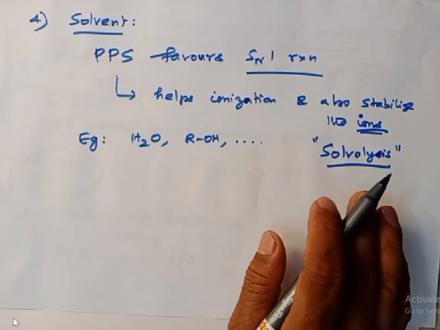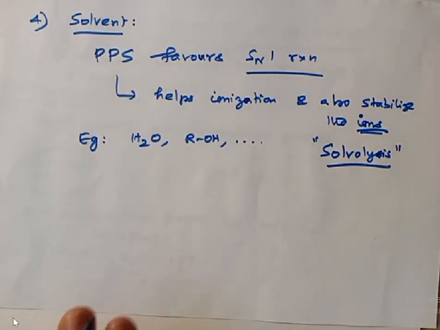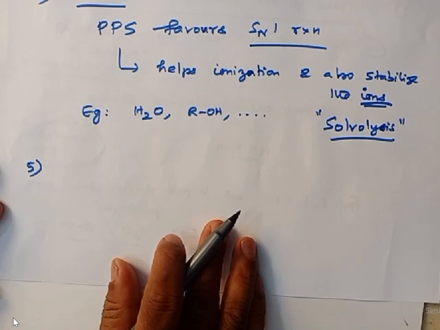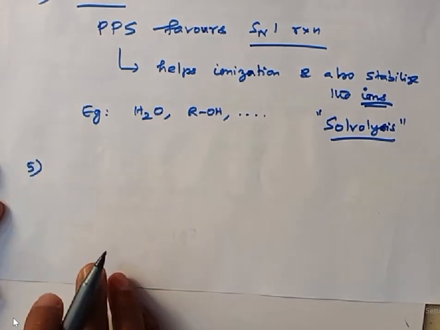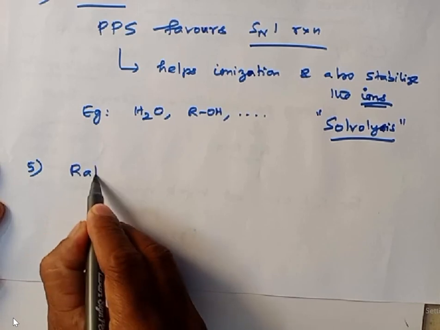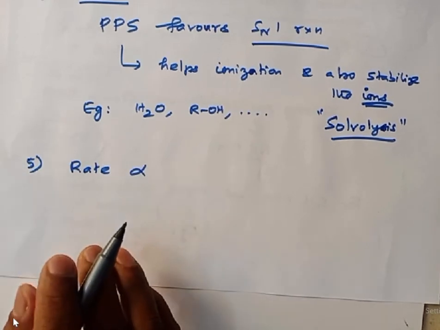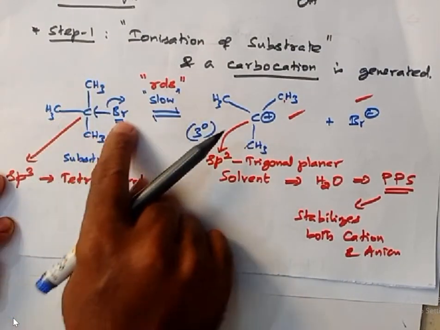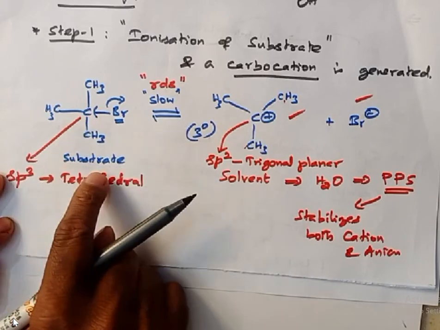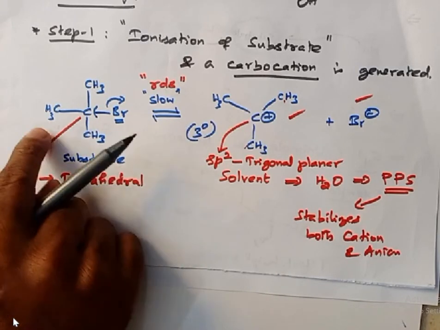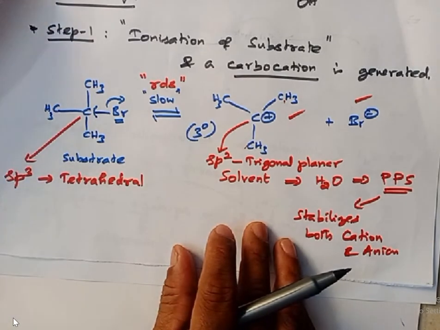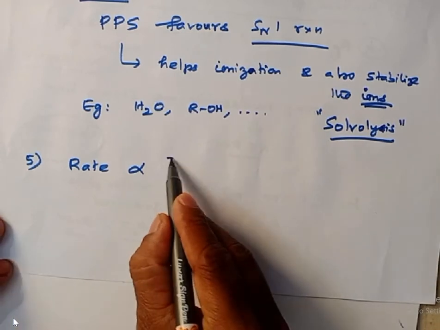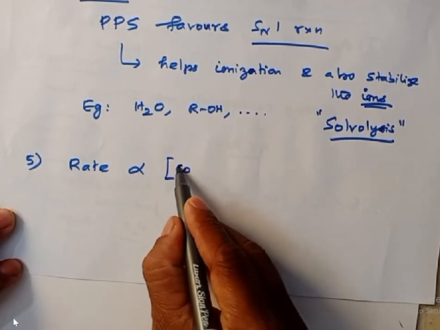So we have discussed the main points. Then one more point which I forgot to tell you. This is not supposed to be discussed under a point, but this is a very important one. Rate of this reaction. Students, observe carefully. In step 1, the rate determining step, on the reactant side we have only the tertiary halide, only the substrate. We don't have the nucleophile here, correct? In step 1, the rate determining step. So the rate of this reaction is directly proportional to the concentration of the substrate.